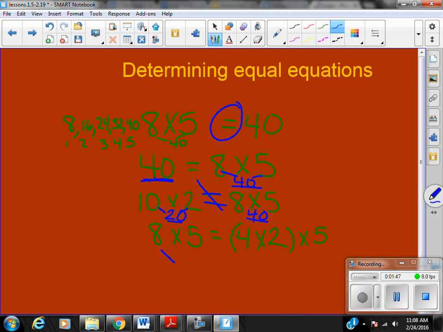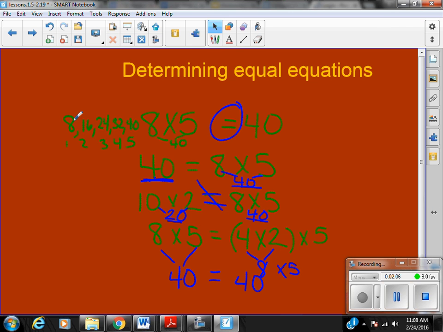So I have 8 times 5 here. Again, we've talked numerous times, it's equal to 40. And now I'm going to go through my parentheses. I know that 4 times 2 equals 8, and I'm still going to multiply by 5. Look at that. I have 8 times 5, and I know that that's 40. So this equation is true. This is the only one of my equations that is not true because it does not equal 40. And so when you go to determine if an equation is equal, you're finding the value on one side and seeing if it's the same as the value on the other side.